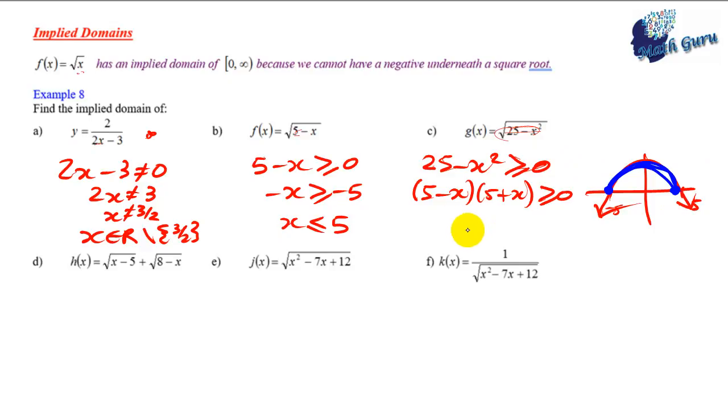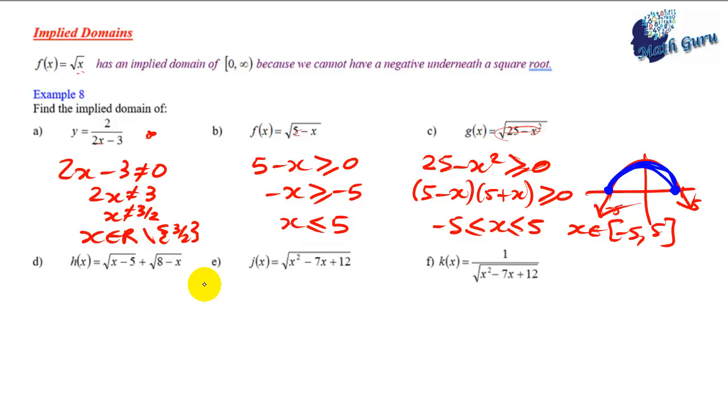Okay, so we're going to say from negative 5 is less than or equal to x, which is less than or equal to 5. Remember, you could also say x is an element of negative 5 to 5 with square brackets. Okay, we've got two functions added together.